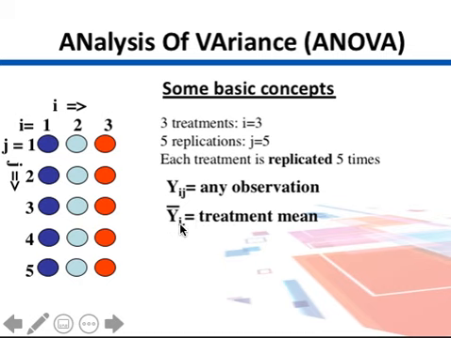Y bar I dot is the treatment mean. For example, if I is equal to 1, the dot means that we get this mean over all these replicates in j. So this one is I is equal to 1, this is I is equal to 2, this is I is equal to 3. Y bar dot dot is the grand mean. That is the mean we obtain from using all those 15 experimental units.